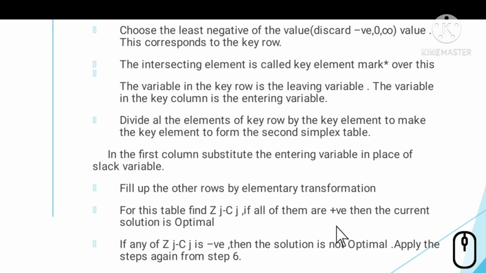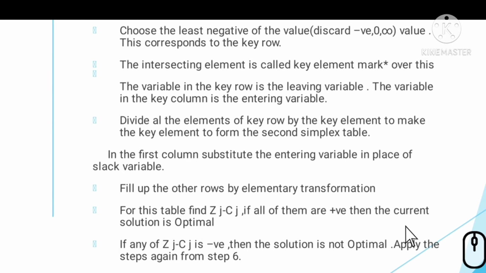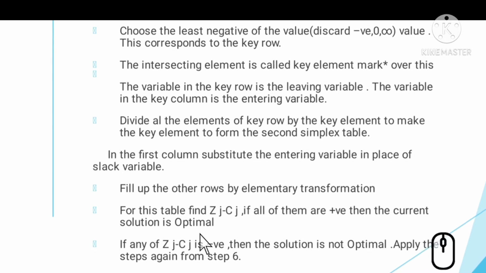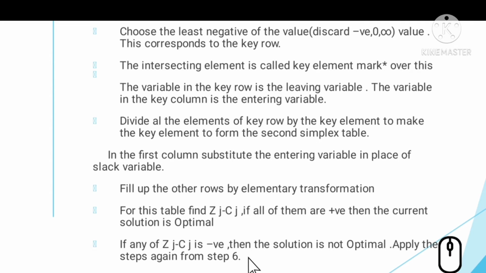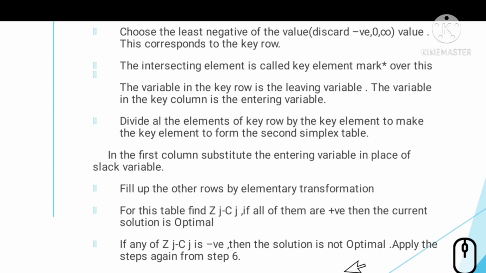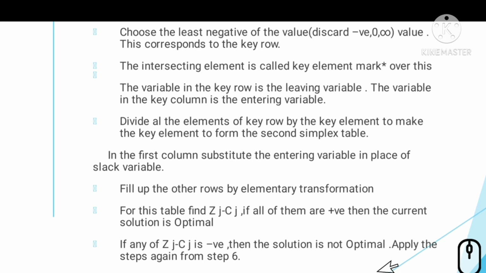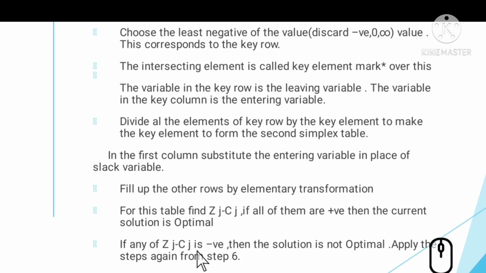If all of them are positive, then the current solution is optimal. If any of Zj minus Cj is negative, then the solution is not optimal. Apply the steps again from step 6.